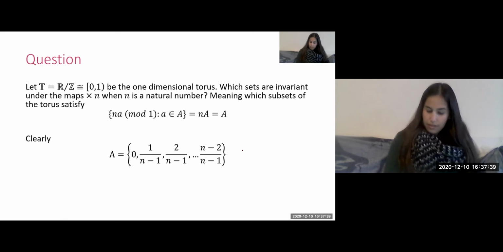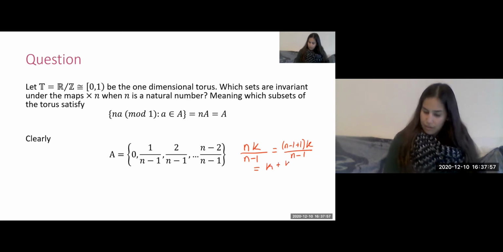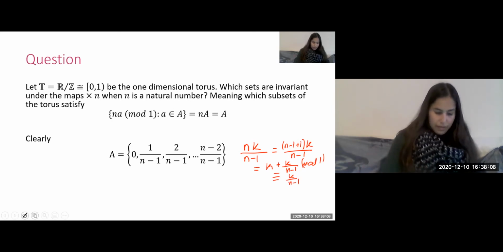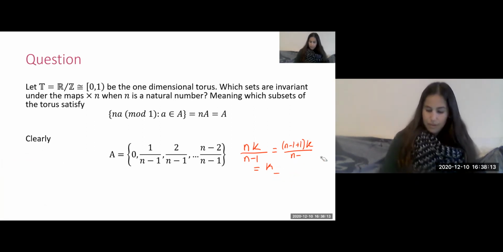Why? Because if you look at n times k divided by n minus 1, then this is like doing n minus 1 plus 1 times k divided by n minus 1, which now if we take this out, then we'll get k plus k divided by n minus 1, but if we take it mod 1, is now going to be equal to k divided by n minus 1. So that's why this makes sense. Now I'm just going to erase this so that we have room to see the rest of it. So this would be something that would make sense.